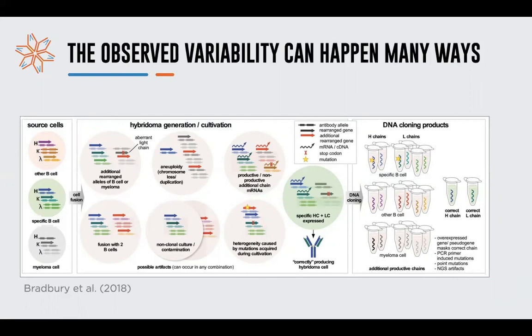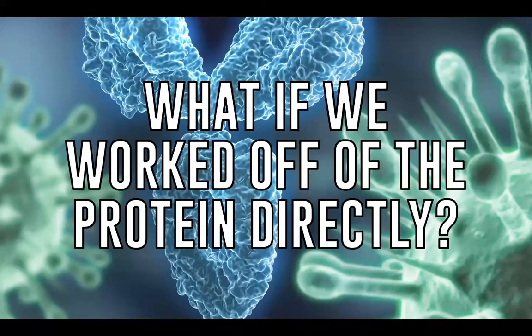So how do we tackle this problem of finding a good way to characterize the actual antibodies? Well, what if we could work off of the protein directly? If you have a tube of something that you know is already working, then if you could just have exactly that forever, you would be happy. But how do you sequence that?